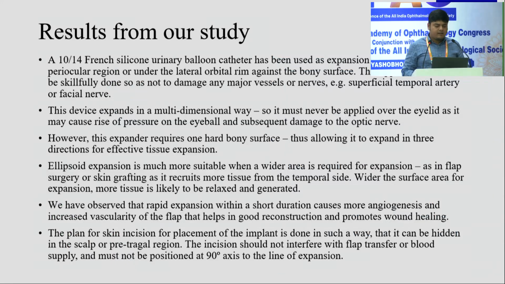Now, as I said, the silicone Foley's catheter should be applied on the periocular region or under the lateral orbital rim against a bony surface, and this application should be done so as not to damage any major vessels or nerves such as the superficial temporal artery. However, this expander requires one hard bony surface, which cannot be used over the lid, and we have observed that if we convert the expansion from 6 weeks into a rapid expansion for 3 days, this causes more angiogenesis and increased vascularity of the flap that helps in good reconstruction and promotes wound healing.